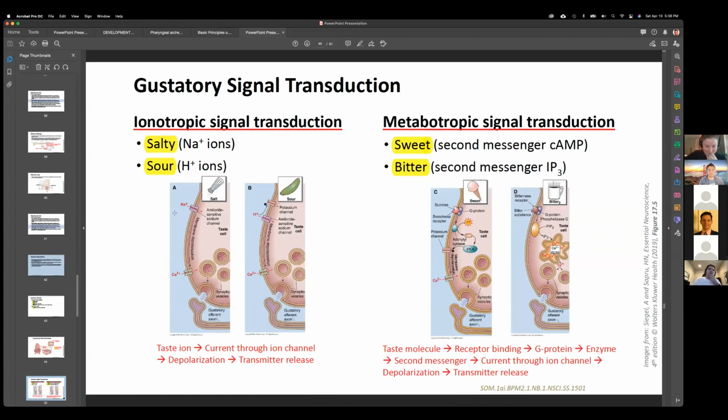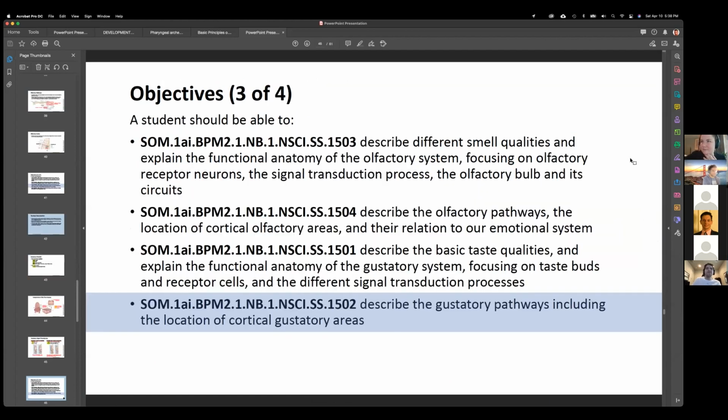These would probably be good to know the difference: which ones are ionotropic versus metabotropic, salty and sour, and what are the messenger systems? These make sense, right? But sweet is going to be cAMP versus bitter, IP3.